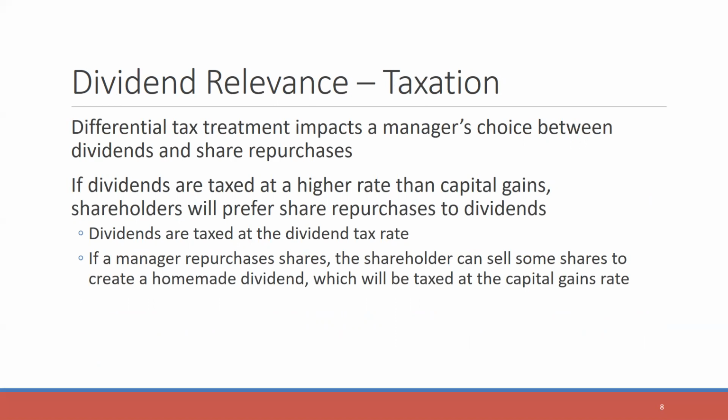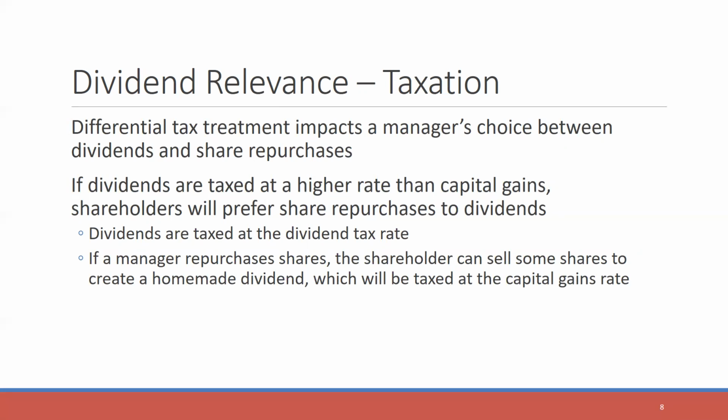If dividends are taxed at a higher rate than capital gains, a shareholder would prefer a share repurchase to dividends. And hopefully that makes intuitive sense. If I know that the money that you pay me in the dividend is going to be taxed at a higher rate, then I'm going to walk away with less money in my hand. So if I am an investor that is subject to a higher dividend tax rate, I would prefer a repurchase. Why? Because the repurchase is just like a capital gain.